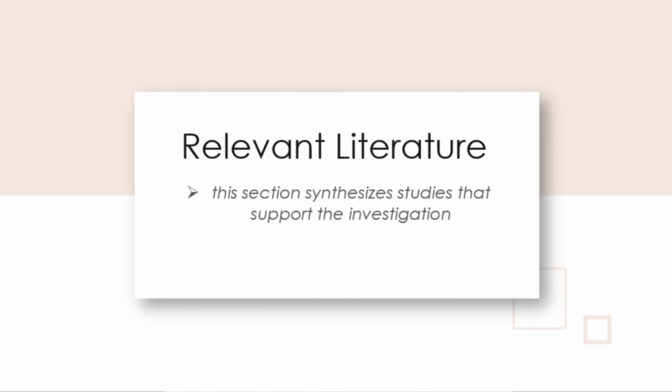Next, we have relevant literature. This section synthesizes studies that support the investigation. A review of related literature is the process of reading, collecting, and selecting books, journals, encyclopedias, magazines, and newspapers in order to be included among the facts and principles that are related to the study. In reviewing related literature, you should look for the major concepts, conclusions, theories, and arguments that underlie the work. This is difficult when you first start reading, but should become easier the more you read about the topic.